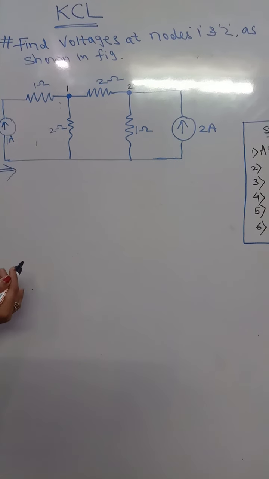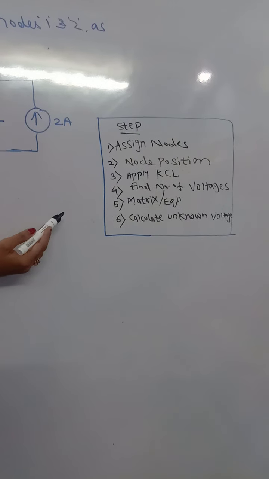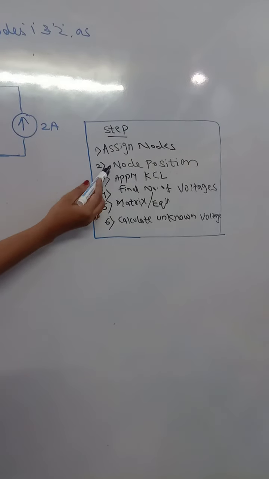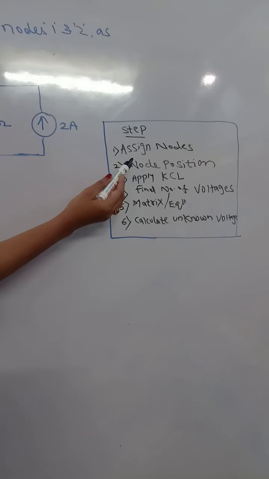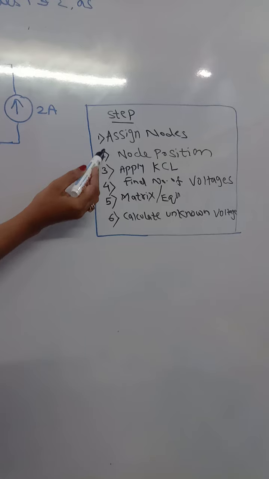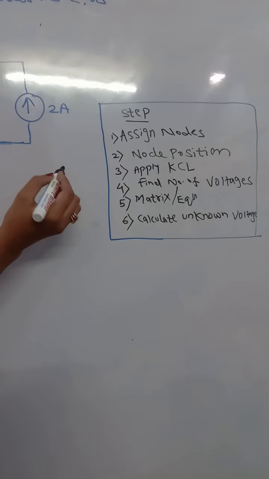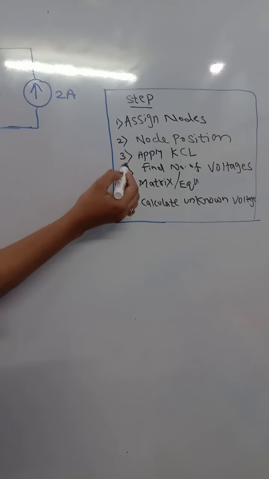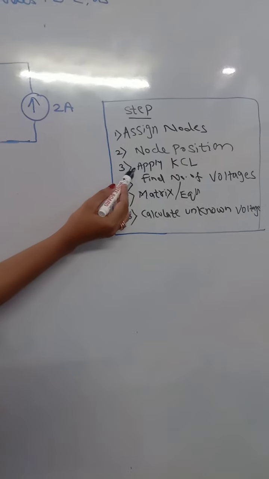So what are the steps to simplify this numerical? All of you go through these steps, just like in the previous one where I explained about the KVL. The steps are: first of all, assign the nodes. How many nodes are there? Assign the nodes. Second is the node position. Where exactly is the position of a node? If I am having two nodes, node 1 and node 2, you need to decide the position. Third, just apply the KCL.